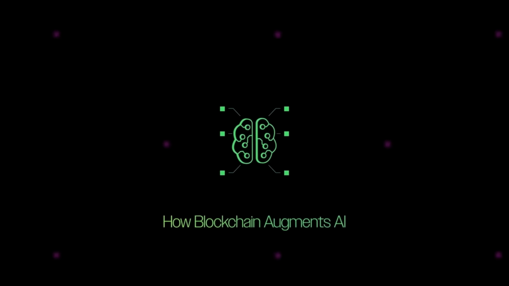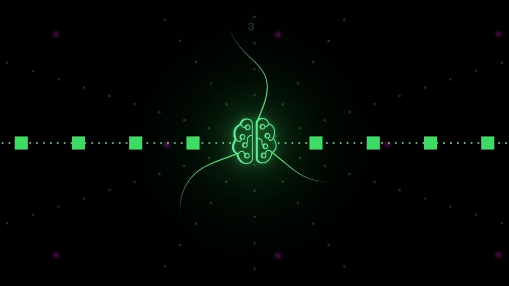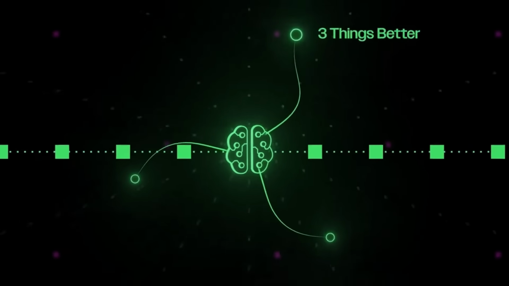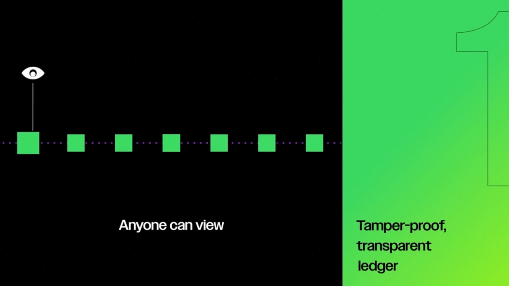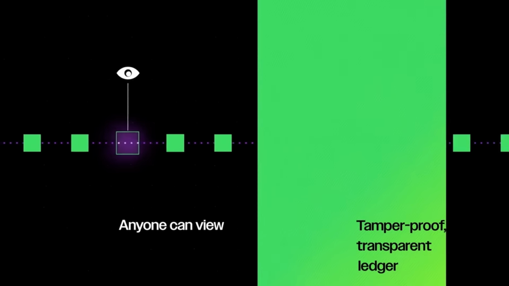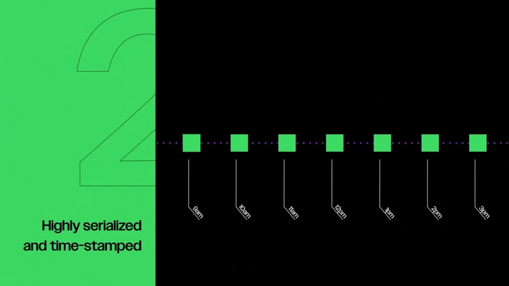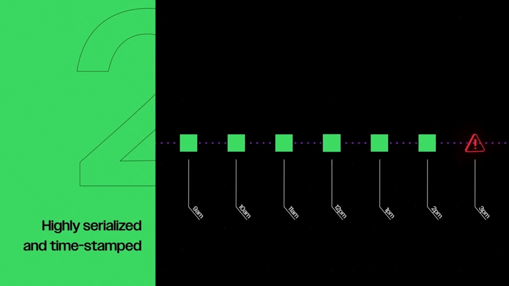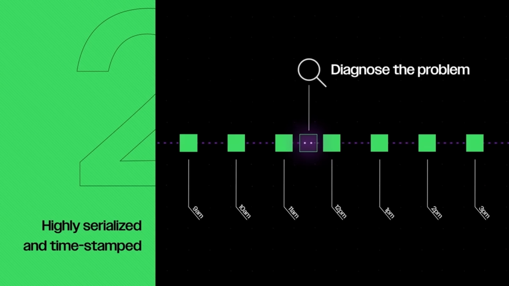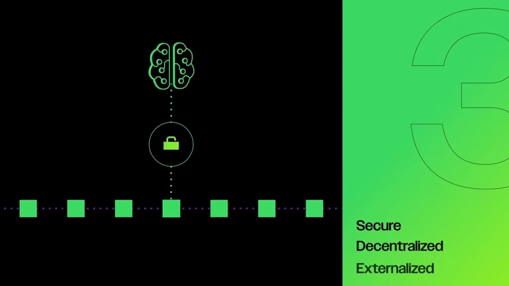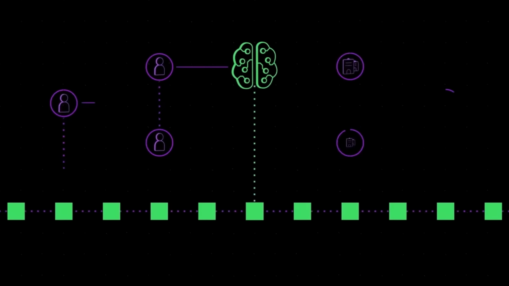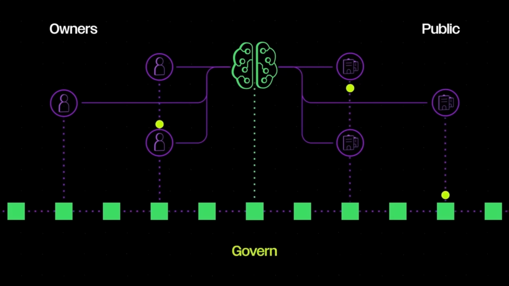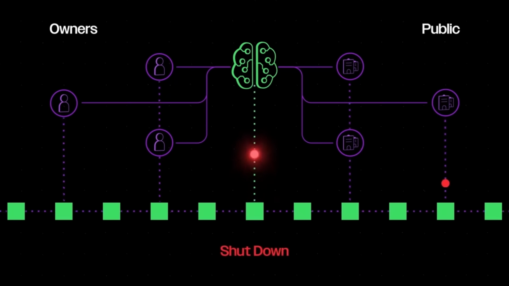How blockchain augments AI. When a blockchain is paired with an AI, it does three things uniquely better and more cost-effective than any other technology. 1. A blockchain provides a tamper-proof, transparent ledger. Anyone can view the specific data and its resulting weights flowing in and out of the training environment. 2. Blockchains are highly serialized and timestamped. If an AI demonstrates signs of hallucination or inherent biases, you can simply roll the AI system back to a recent iteration that lacked those issues and subsequently diagnose where the problem data came from. 3. A blockchain serves as a secure, decentralized, and externalized system from the AI itself. This means the blockchain can safely act as a place for multiple owners or even the public commons to co-own, govern, incentivize maintenance and training, or even shut down the AI.